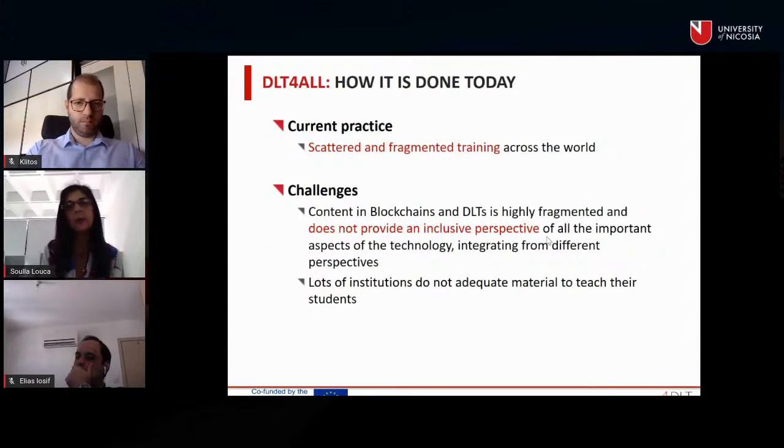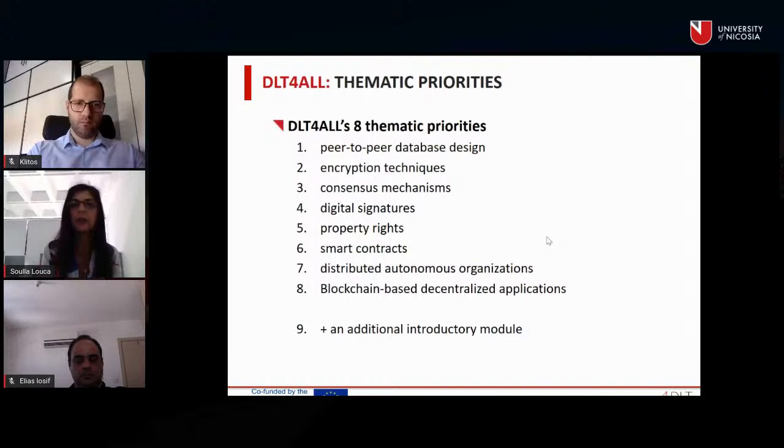The current practice when it comes to content in relation to blockchain technologies is a lot of material scattered and fragmented all over the place. So our challenge is to look into this highly fragmented material and the important aspects of the technology, while integrating it from different perspectives. There are a lot of institutions that still do not have adequate material to teach their students.